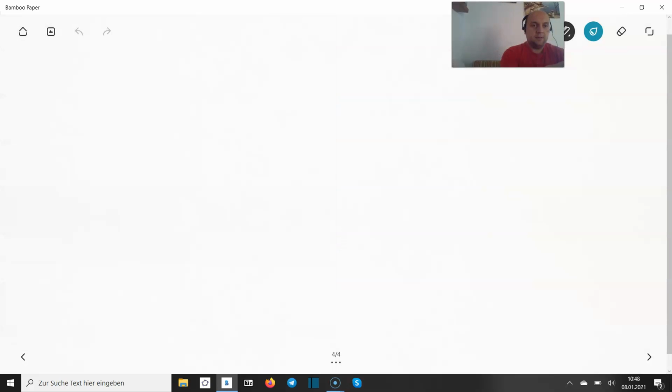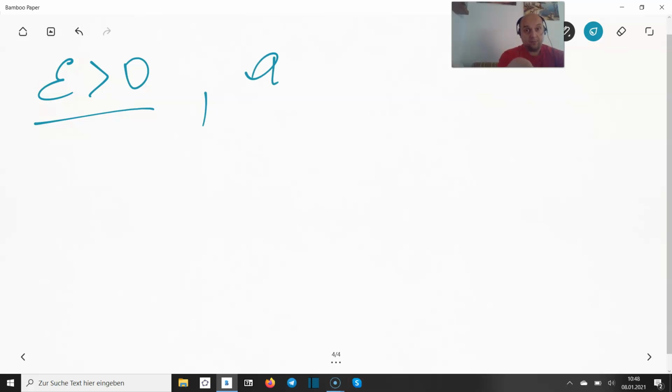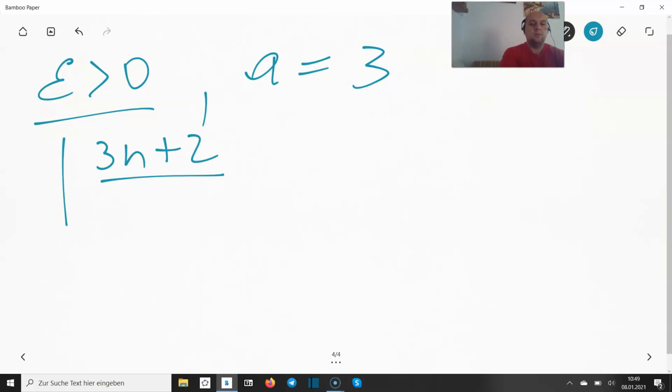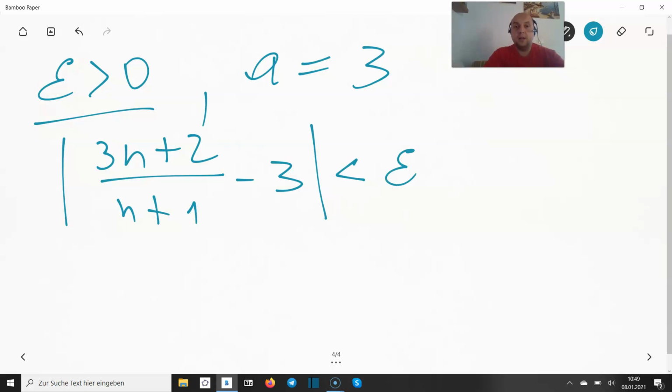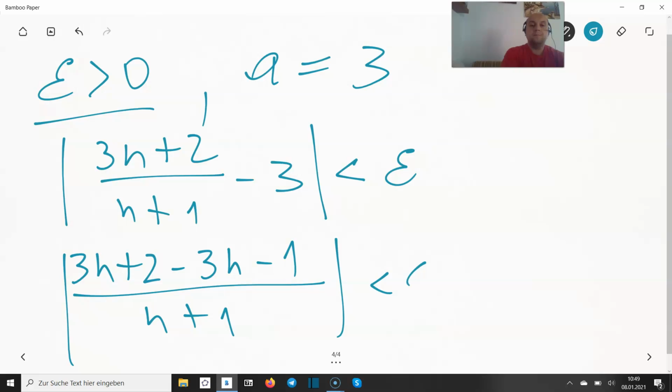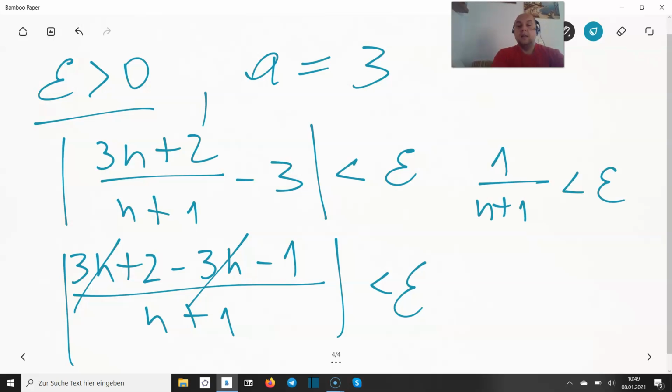Yes, we could. Let's say we have a given epsilon which is bigger than 0, and we have a pretty nice guess. A is equal to 3. So what we're trying to compute is 3n plus 2 divided over n plus 1 minus 3. So this should be less than epsilon for some given n, and we are going to find the value of n. So let's bring it to the same denominator. That means we have 3n plus 2 minus 3n minus 1 divided over n plus 1 should be still less than epsilon. Those two are gone. 2 minus 1 is 1. So we're having 1 divided by n plus 1 less than epsilon. N plus 1 is a positive number. Epsilon is a positive number, so we don't care about the direction of the inequality. 1 divided by epsilon is less than n plus 1, so n should be bigger than 1 divided by epsilon minus 1.